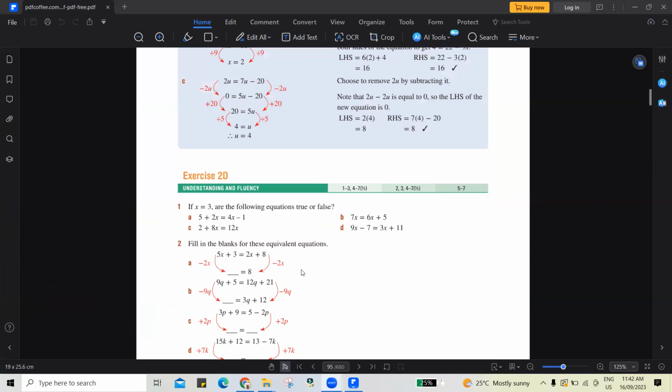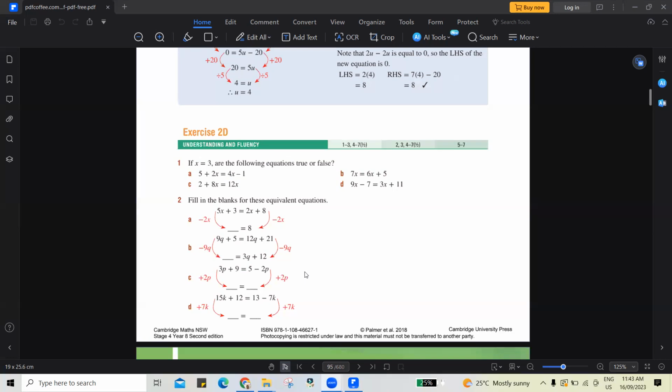Okay, now exercise 2D, homework. We say x equals 3, then are the following equations true or false? The first one, yeah, we are going to do the first one. They have already given the value. You don't need to find the answer. That means you are going to substitute both sides and see whether it's correct.